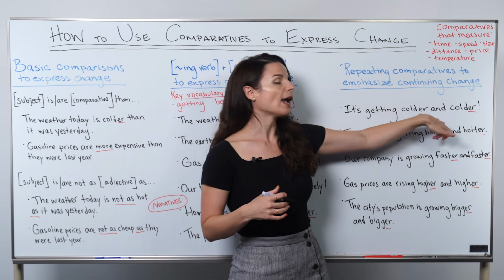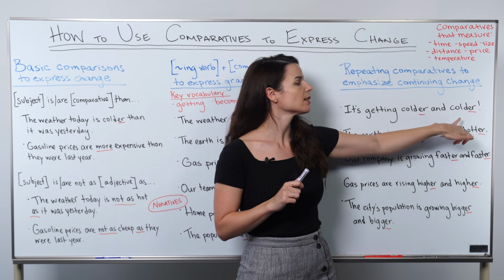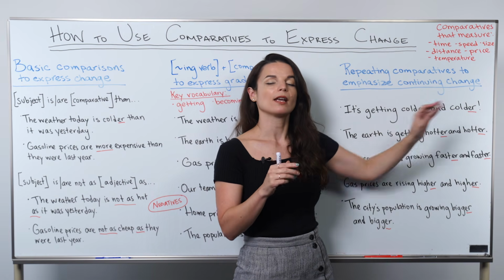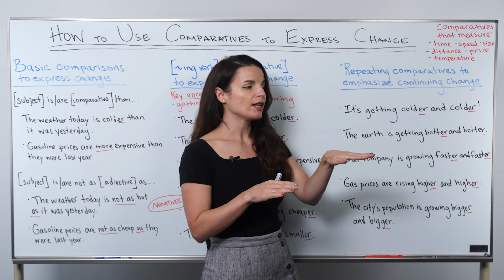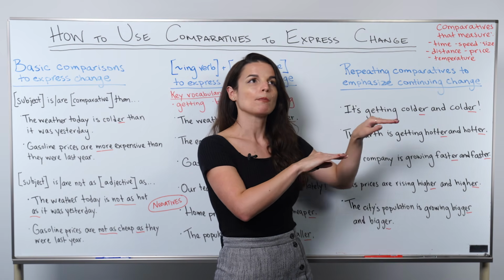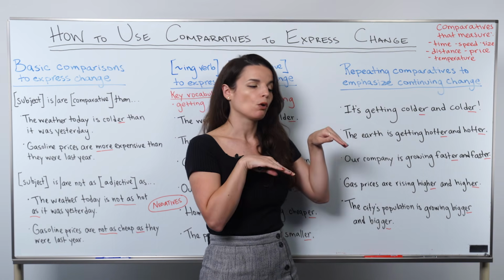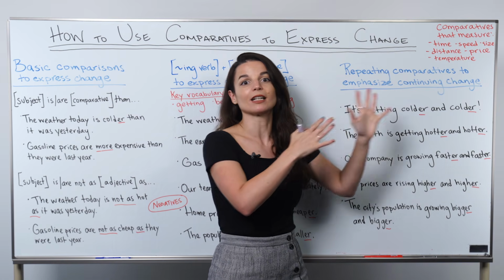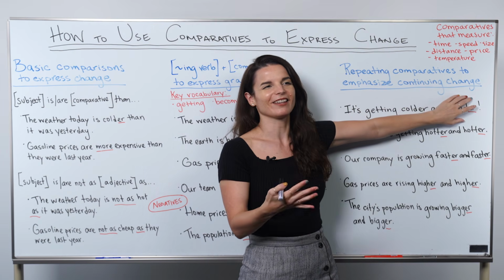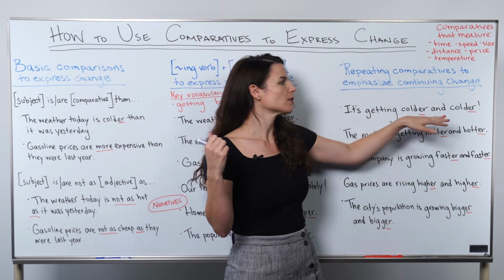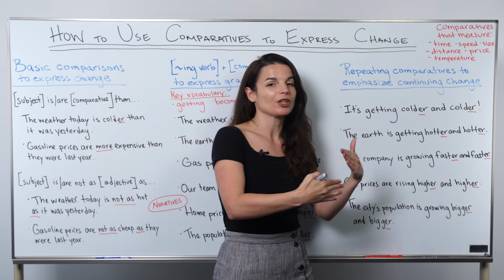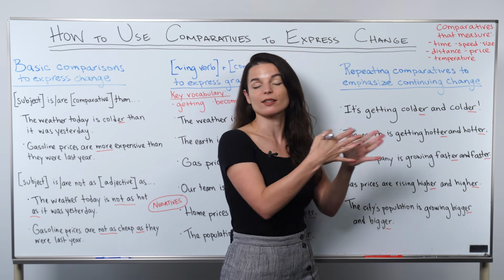And then we have colder and colder. So we always connect these two with and. We always connect comparative and comparative with and. And this emphasizes that the change is continuing a lot. So it's still a gradual change, but maybe the speed is a little faster, or we just want to express that something is very clearly happening. If you say it's getting colder, you can express, yes, it's colder than it was before. If you say it's getting colder and colder, it sounds like it's happening quickly, right? So the speed of the change is a little faster.